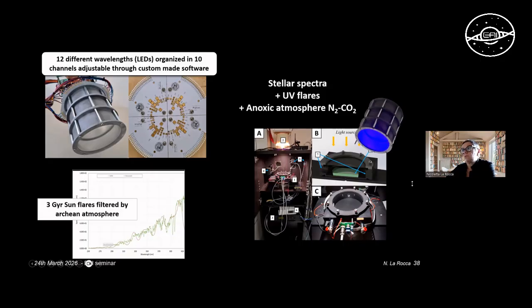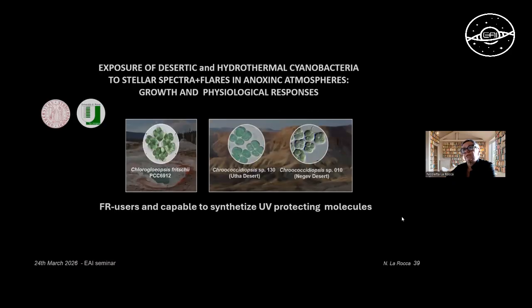And so we now want to combine the stellar spectra plus the UV flare and the anoxic atmosphere, to understand the growth capability and physiological responses of desertic and hydrothermal cyanobacteria, capable of using infrared light besides visible light, and also capable of synthesizing UV protecting molecules. So this is our final goal, and we will see the capability of this extremophile organism to cope with all these conditions.